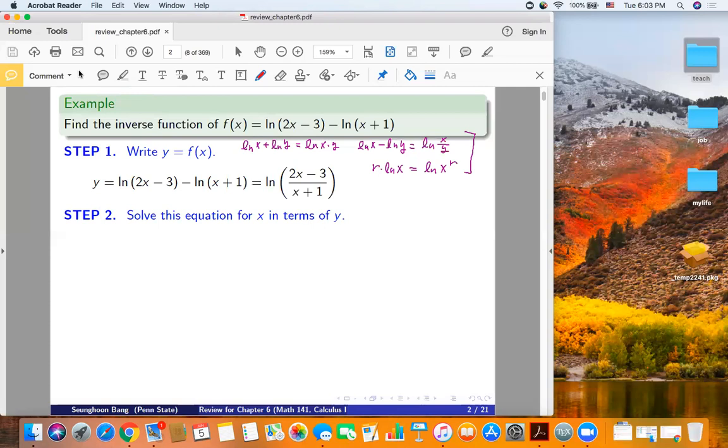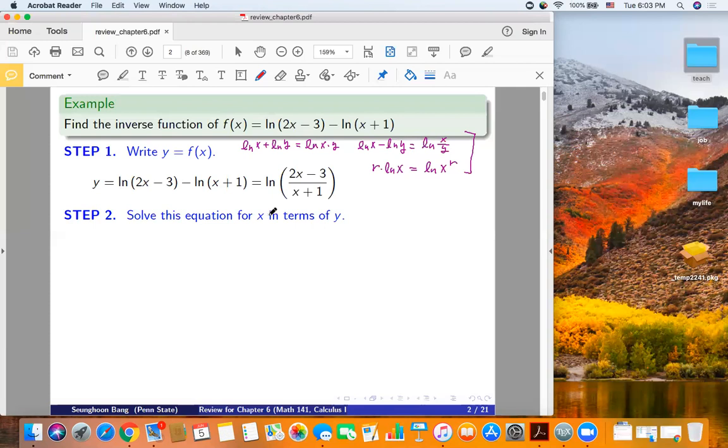Step 2, solve this equation y equals ln of 2x minus 3 over x plus 1 for x in terms of y. So how can you do that? How can you eliminate ln? So my part is, how can you eliminate ln? Do you have any idea? How can you eliminate ln? Do you know? Some idea for eliminate ln? How can you eliminate ln from this form?